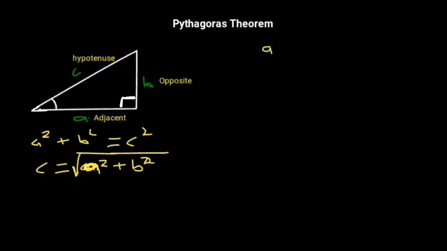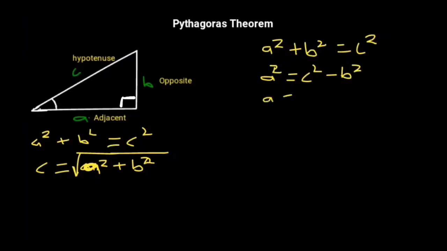If we would now like to make A the subject of the formula, find the length of A, then we will rewrite our formula and then we would need to make A the subject of the formula. So we have A squared would be equal to C squared minus B squared. And A would now equal to the square root of C squared minus B squared.